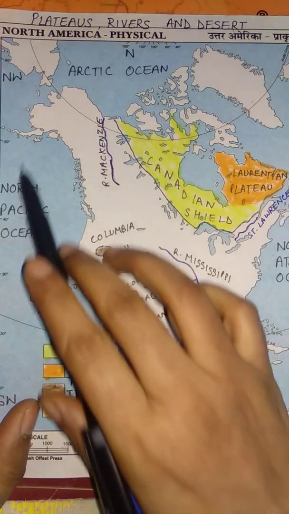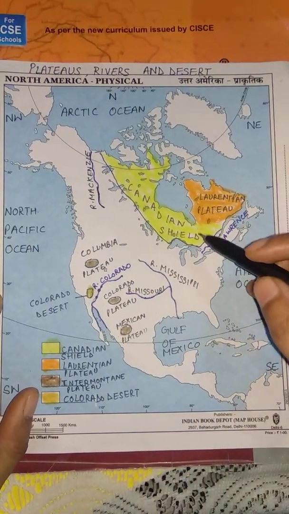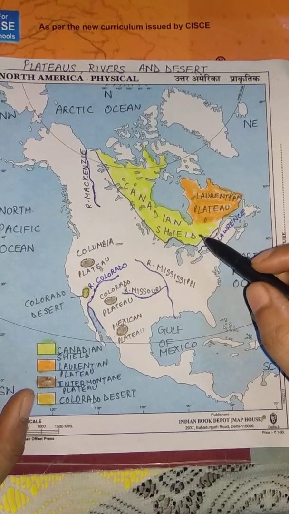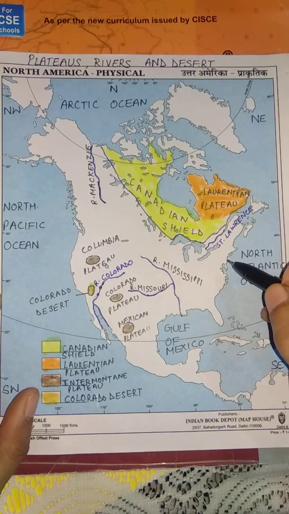So children, these are the physical features of the continent of North America. Do the practice of these features on the physical map of North America. If you have any kind of problem, you can ask in the class.